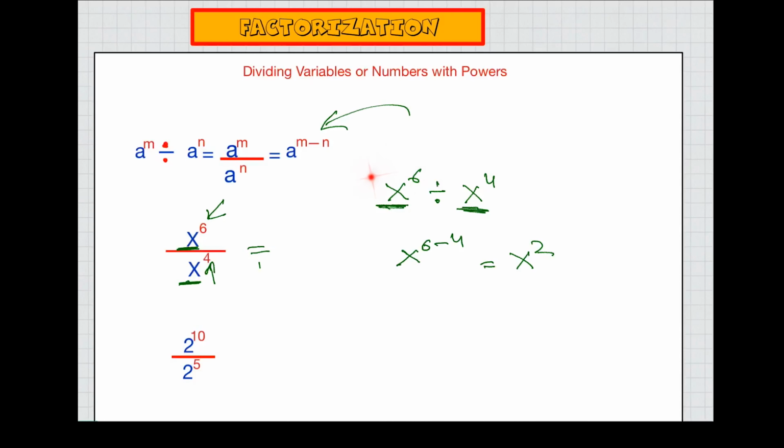x to the power 6 divided by x to the power 4 is the same as writing x to the power 6 over x to the power 4. So what you do, you simply subtract the powers. Powers are 6 and 4. So let's look at this next question.